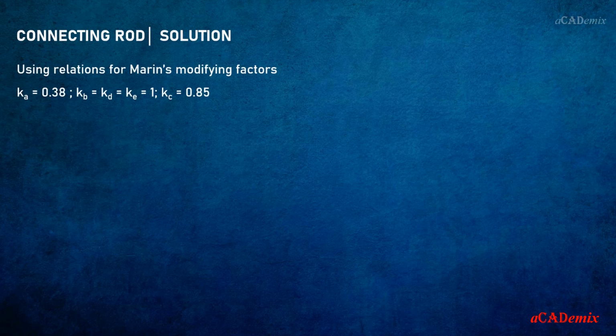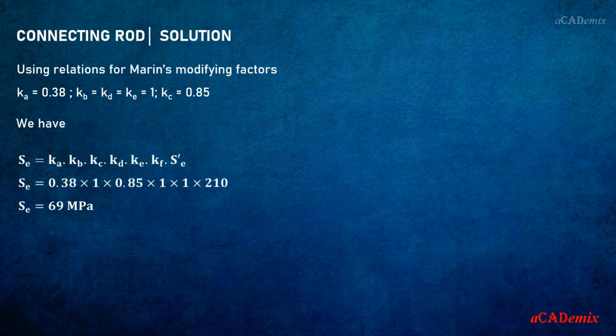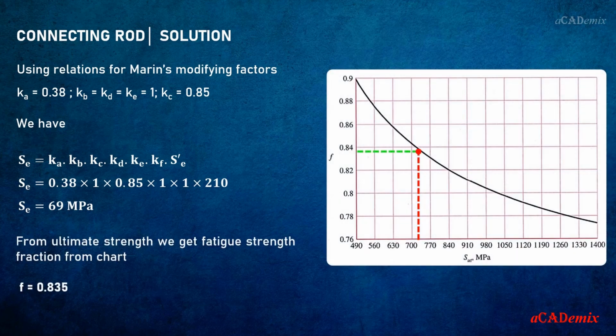Using the Marin's relation, we calculate the values for the surface modification factor Ka as 0.38. Since it is an axial loading, the load factor Kc is taken as 0.85. All other remaining modifying factors are taken as 1. We know the relation for endurance limit. Substituting the values of modifying factors and the test specimen endurance limit value in the equation, we get endurance limit value as 69 MPa. Using the ultimate strength of 723 megapascal, the fatigue strength fraction can be obtained from the chart. We got f as 0.835.